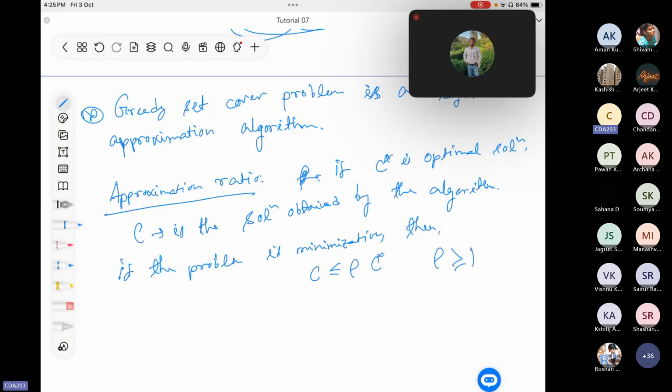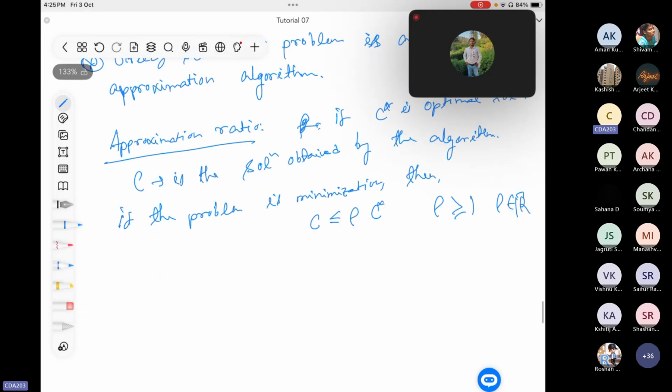This rho is some quantity greater than or equal to one. This could be any real number, so this rho is basically an element of R. It can be anything, but it is greater than or equal to 1. Mostly it's greater than 1. If it is equal to 1, then we have actually obtained optimality. So definitely it's greater, in these cases where we know that the algorithm is not giving the optimal solution.